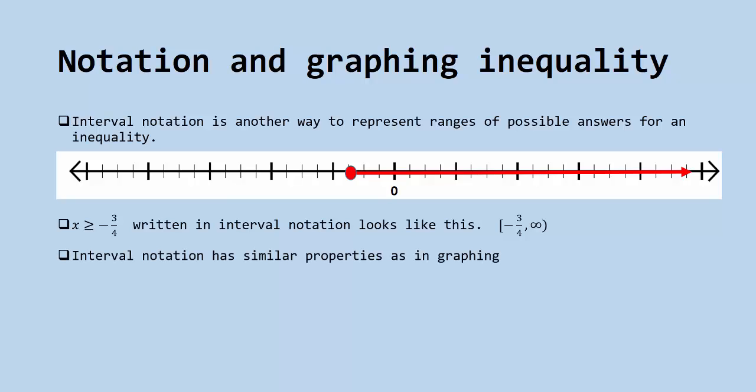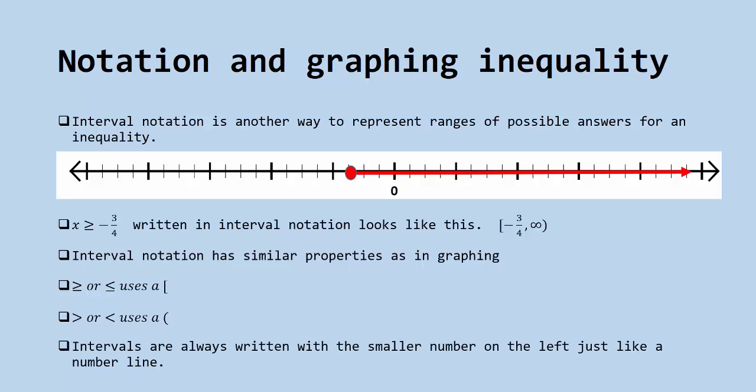Interval notation has similar properties as in graphing. The greater than or equal to or less than or equal to uses a square bracket. If we just use the greater than or less than symbol, we use the curved parenthesis symbol. Intervals are always written with the smaller number on the left, just like on a number line.